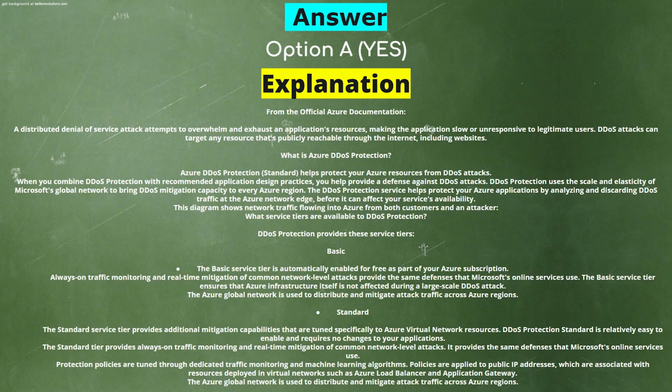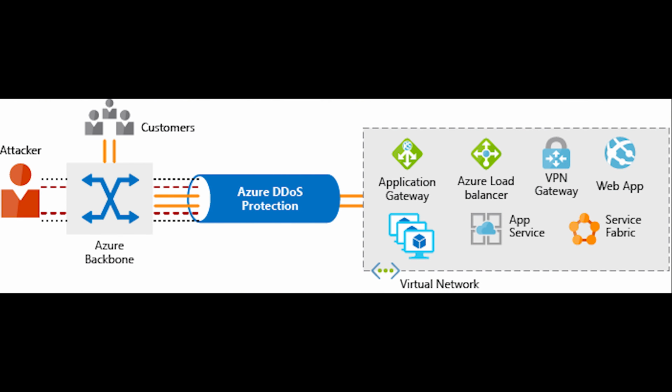The DDoS protection service helps protect your Azure applications by analyzing and discarding DDoS traffic at the Azure network edge before it can affect your service availability. This diagram shows network traffic falling into Azure from both customers and an attacker.